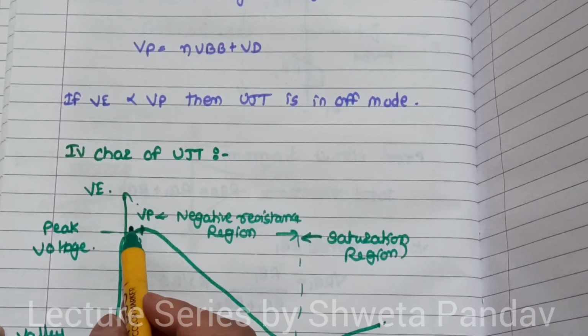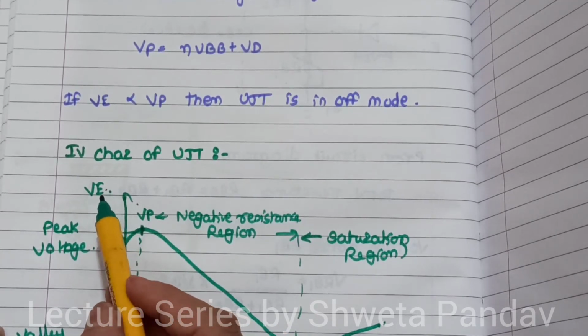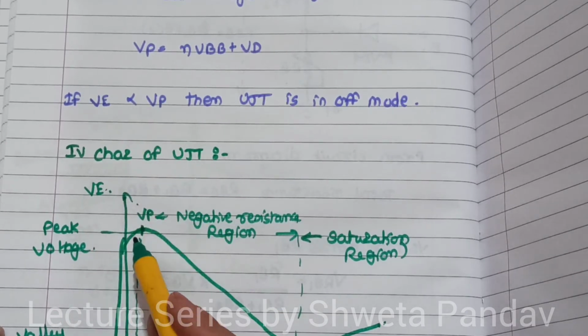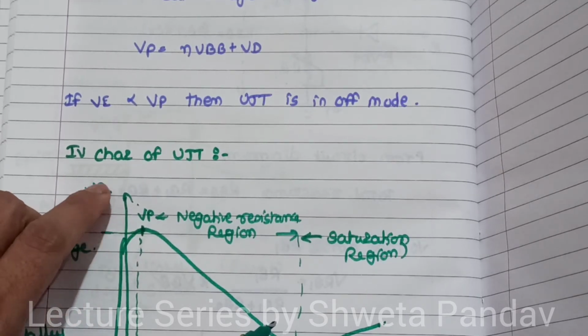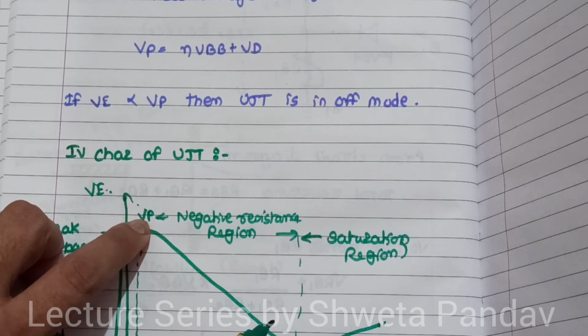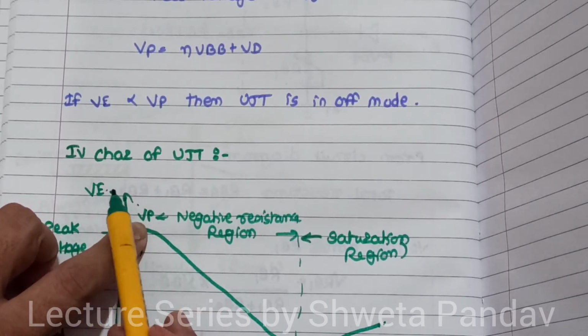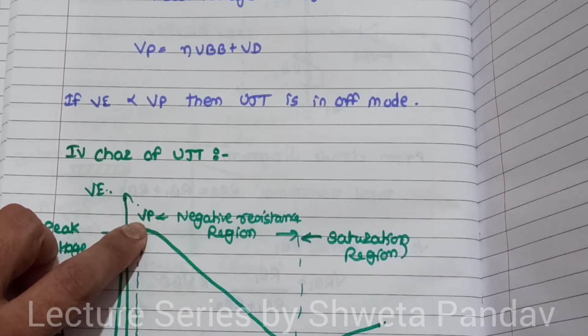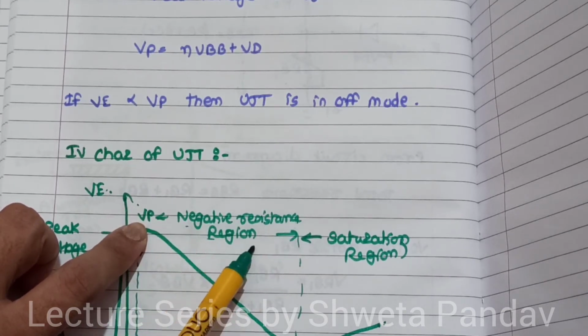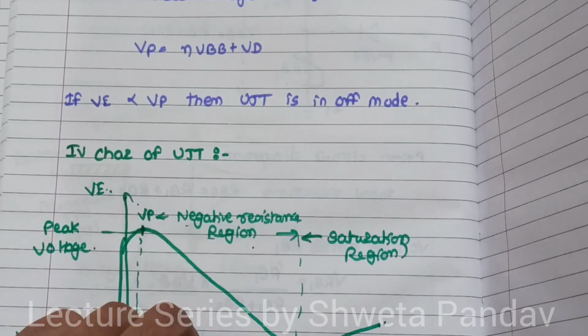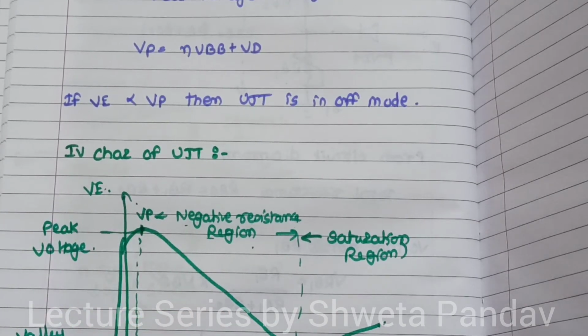Whenever the emitter voltage is less than the peak voltage, a small amount of current is flowing across the UJT. After crossing the peak point the UJT is turned on, and after that the voltage across it starts decreasing. So this region is called the negative resistance region. This value reaches up to some point, which is called the valley point, and after this valley point it again starts increasing.